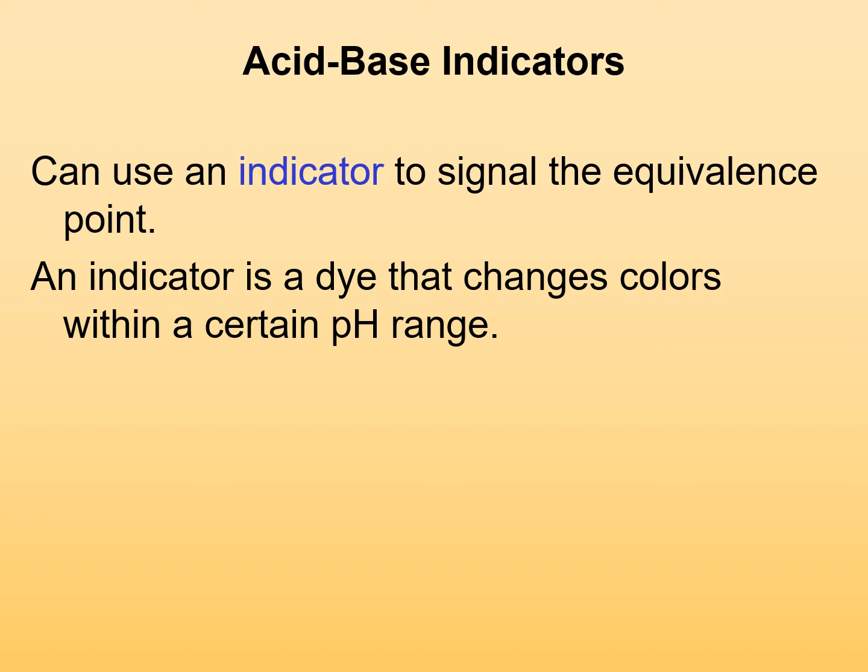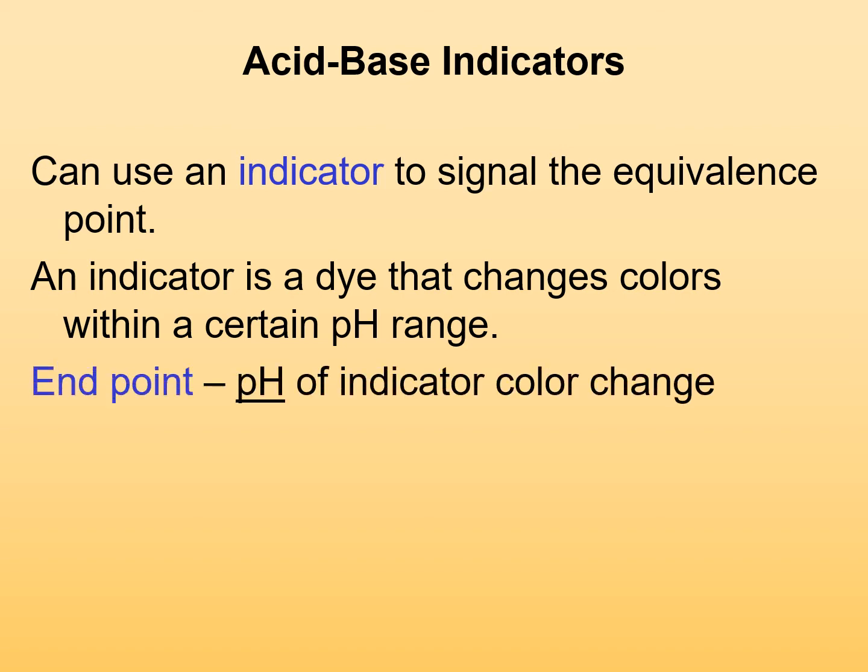You're able to use an indicator to signal when that equivalence point hits. And an indicator is a dye that will change color at a certain pH range. With our indicator, we will reach an endpoint. This is the pH of the indicator color change. So the endpoint is the pH that matches the volume of our equivalence point.